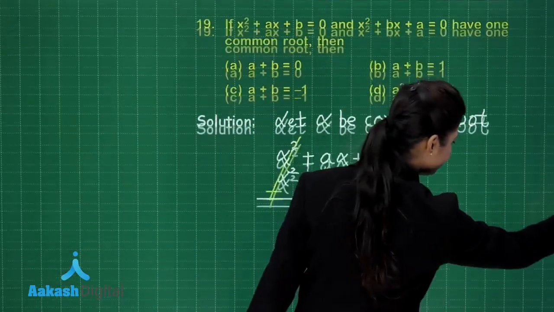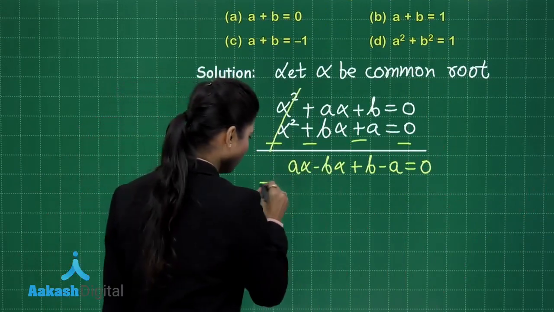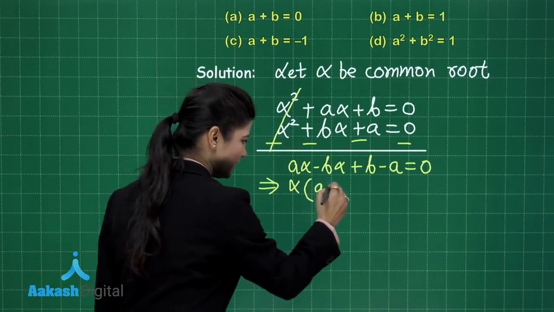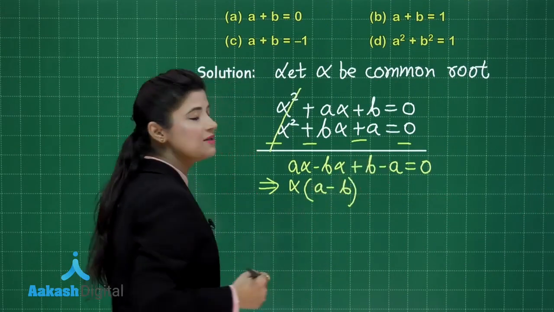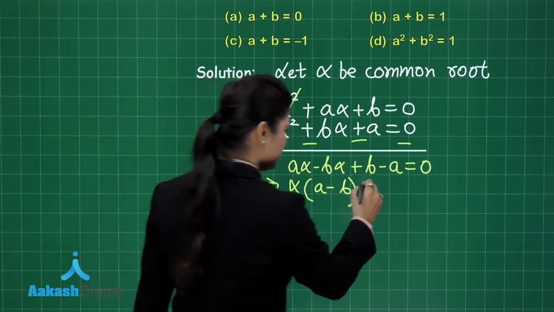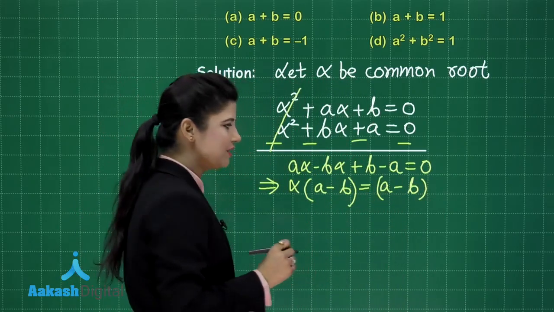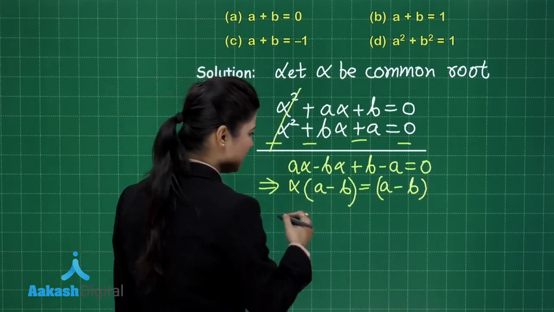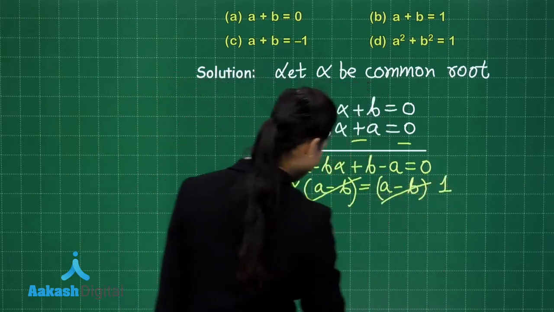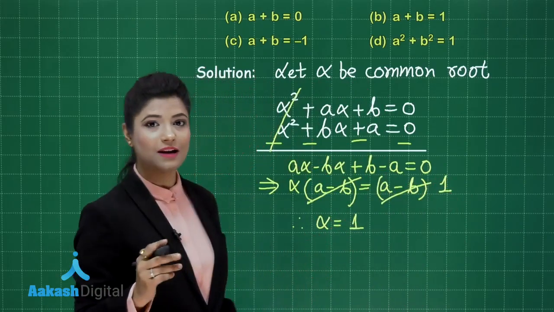Let's further simplify this and try to obtain the value of alpha. I can take alpha common from the first two terms. The moment you take alpha common, you get a minus b, while these two constants, b and minus a, when transposed to the other side, give on the right hand side a minus b. So now you can clearly figure out that a minus b can be cancelled out, resulting in the value of alpha equal to 1. So clearly the value of alpha is 1.